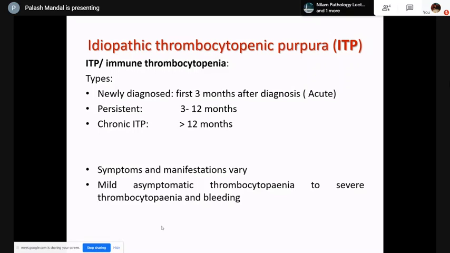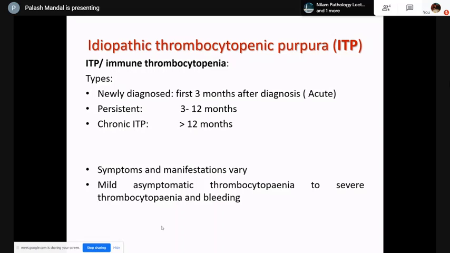ITP, idiopathic or immune thrombocytopenic purpura. You have to read this a little in depth, because as I told you, there are problem based questions related to ITP. So types: first is the newly diagnosed type known as acute ITP, which is diagnosed in the first 3 months after the diagnosis. If it is between 3 to 12 months, it is known as persistent ITP.